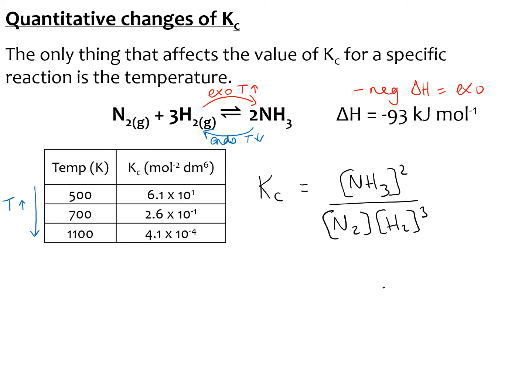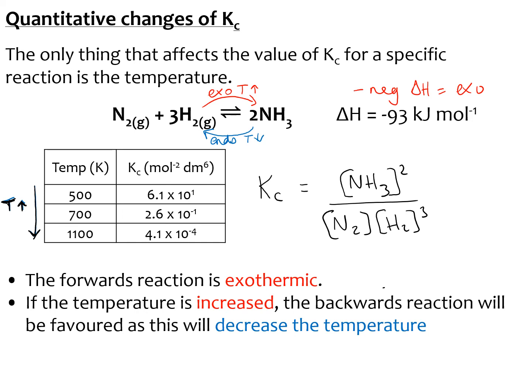Now, if we think about this reaction, if we look at this table with temperature increasing, if we use Le Chatelier's principle and think what happens to the equilibria as we increase temperature, we can think this through quite clearly and see why Kc changes. We know that the forwards reaction is exothermic.